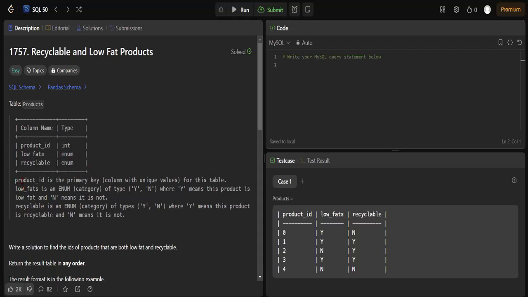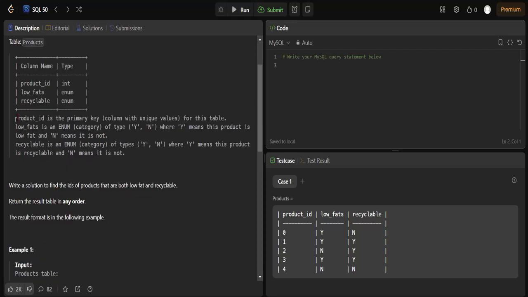The information that is given to us is that product ID is the primary key for this table. Low fats is of the type yes and no, where Y means that this product is low fat and N means it is not, and recyclable is this. Here also we have these values Y and N.